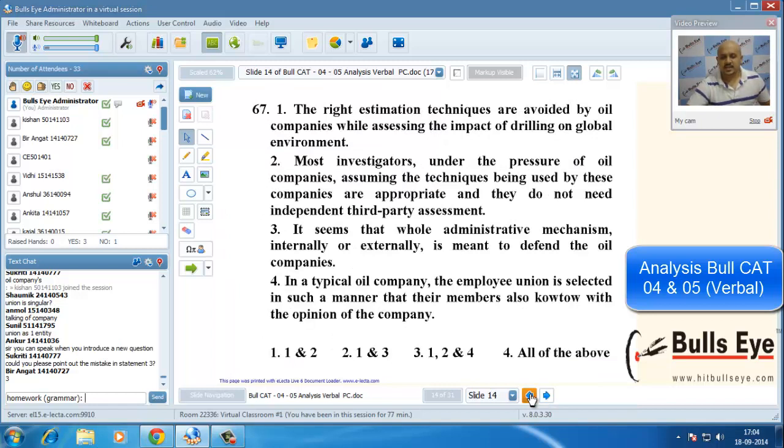Sukriti, in this case, it seems that whole administrative mechanism, in this case, an article is missing. It should be, it seems that the whole administrative mechanism, the article the is very important here, so that is missing. It has to be supplied because we are talking about a particular administrative mechanism. We are defining, it's a particular one, it's a definite thing. So that is why we say, it seems that the whole administrative mechanism.